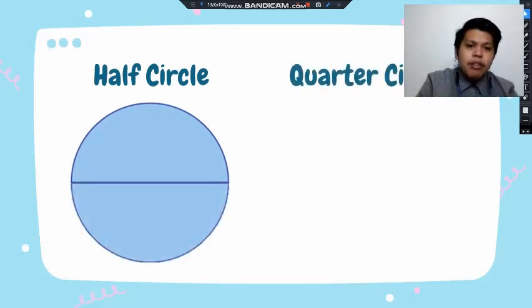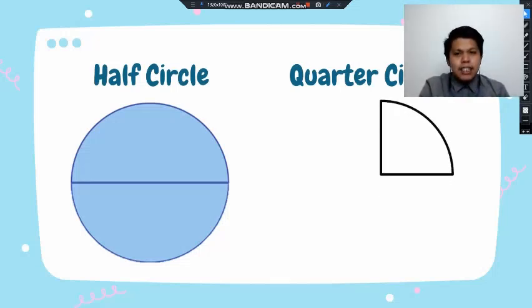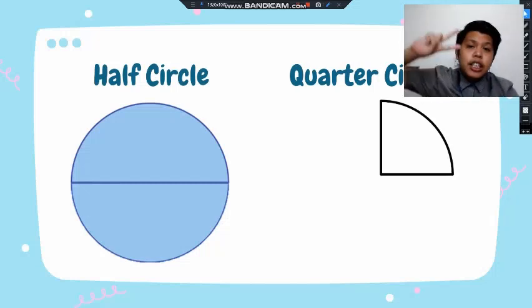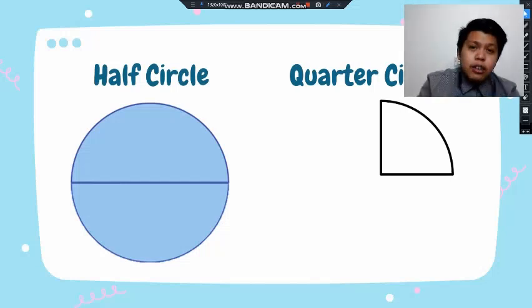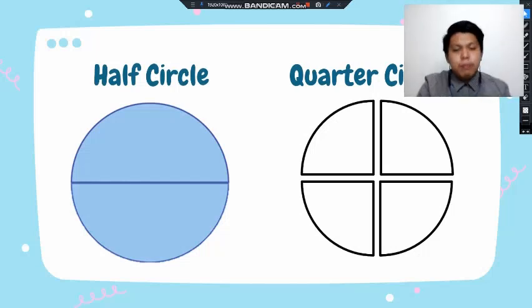And we have the quarter circle, which means that the circle is cut into 4 parts. In half, we cut the circle into two parts. For the quarter circle, we divide or cut it into 4 equal parts. So we have half circle and quarter circle.